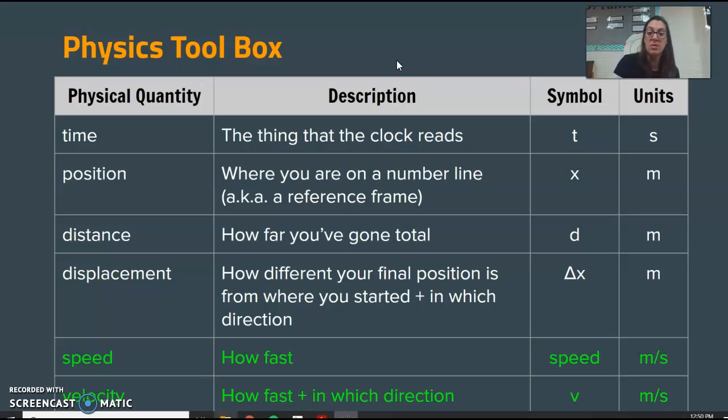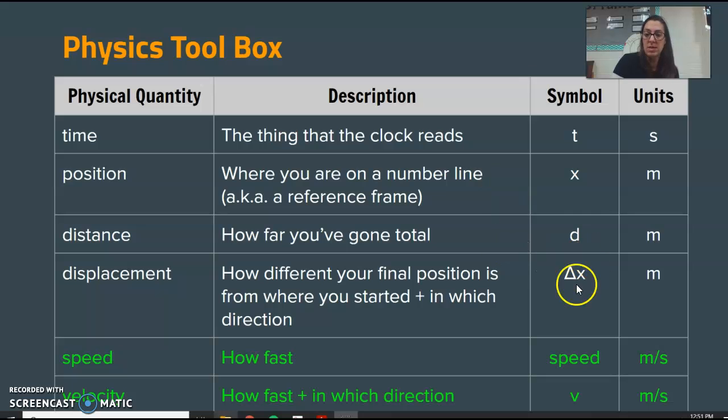Some of them you already know. Position, where you are on the number line. You did this with the walking lab. Distance, how far you've gone. Displacement, a little bit different. It's that straight line distance between our finish line and our starting line. So I don't care if you've gone all over. I just want to know how far it is from the start to finish.